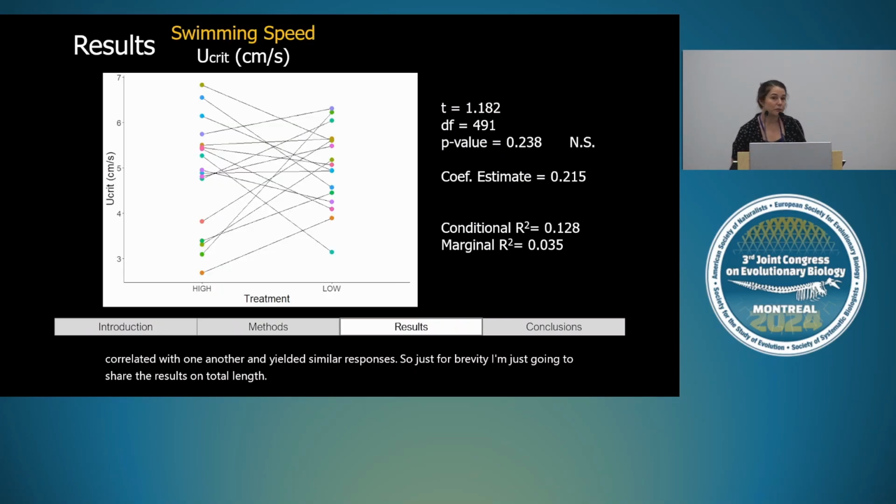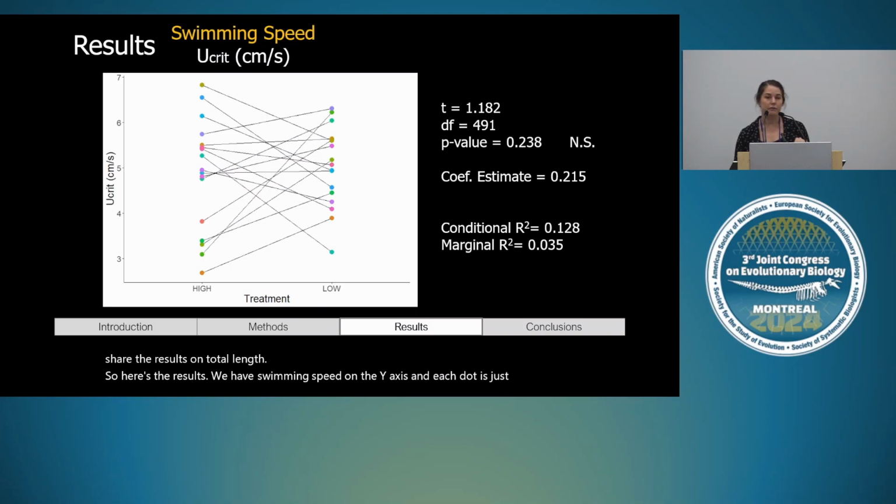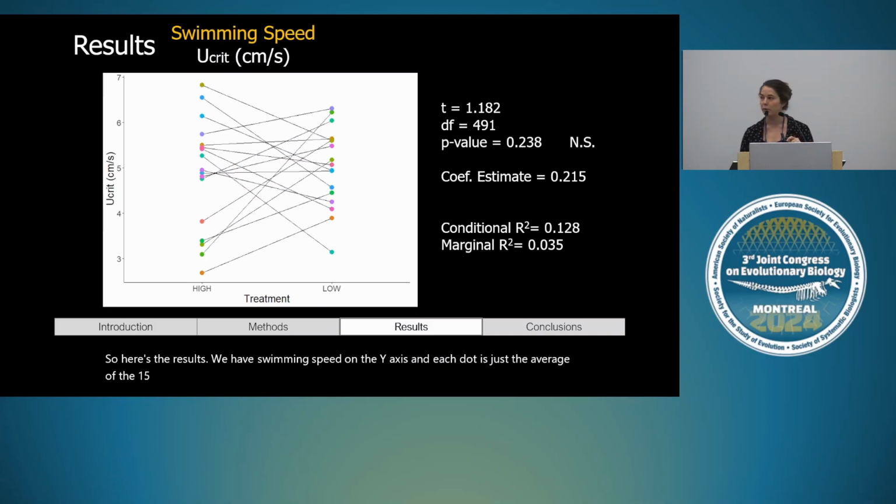Right, so here are the results. We have swimming speed on the y-axis, and each dot is just the average of the 15 larvae collected from each parental pair while it was given the high food ration and the low food ration, right? And each line is connecting each parent's two different treatments. All right, so with these lines, we have a reaction norm framework.